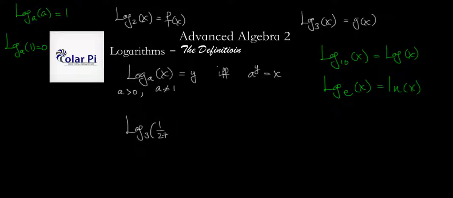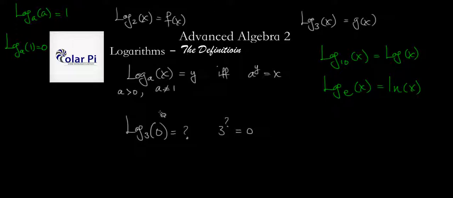But what about log base 3 of 0? So what is log base 3 of 0? Well, we would need 3 to some power to equal 0. You see, there's no exponent of 3 that would make 3 to that power equal 0. So we see that we cannot evaluate logs where x is 0.